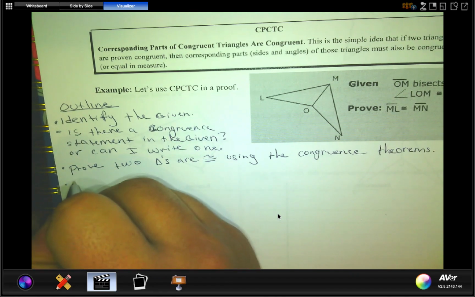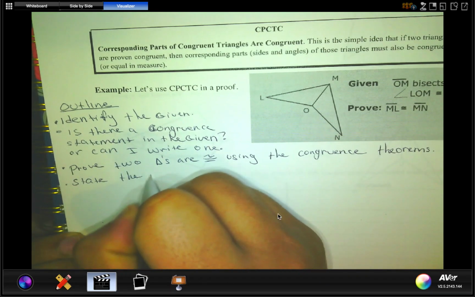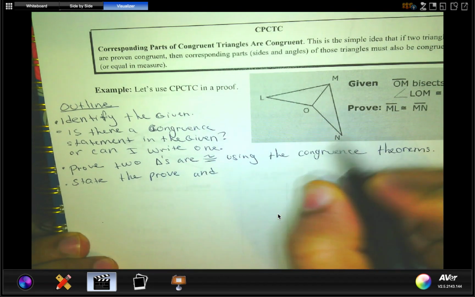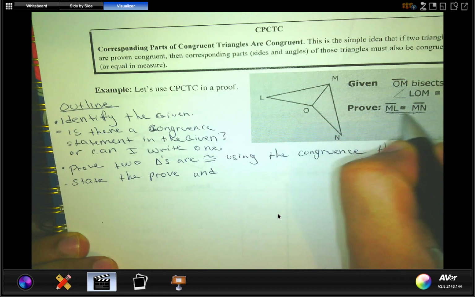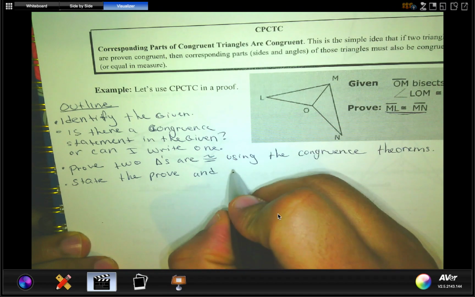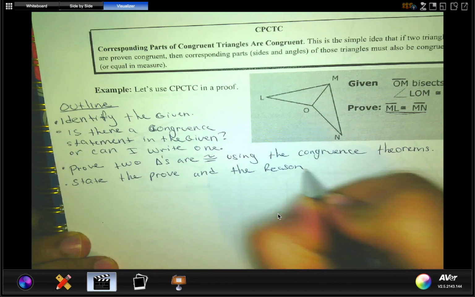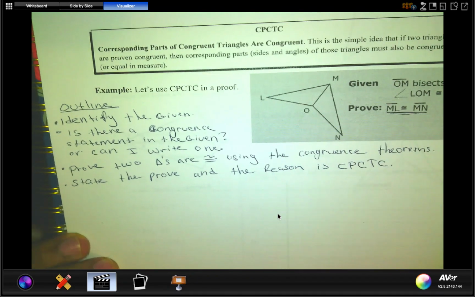And then lastly is state the proof, and see, this right here is going to be our last line. So state the proof and the reason is CPCTC. And let's see how that works.